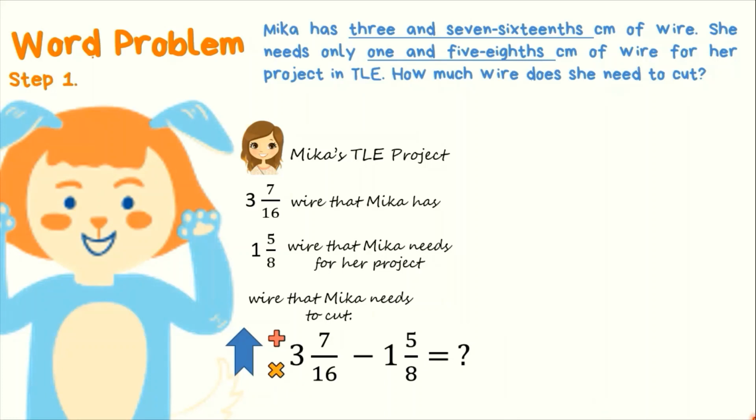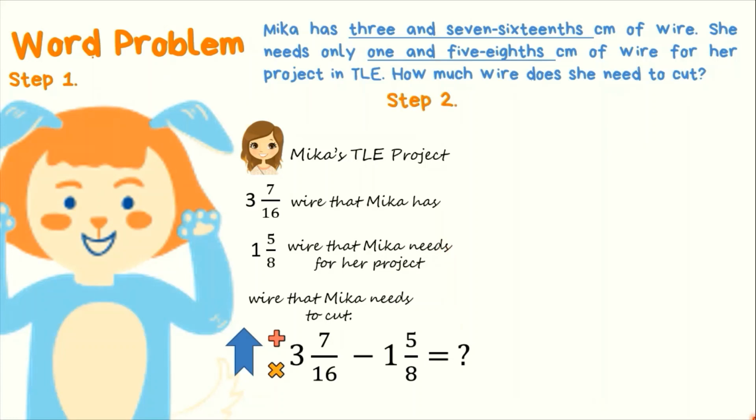Simulan natin kay 3 7/16. 3 7/16 is equal to 55 over 16, dahil 3 times 16 is equal to 48 plus 7, kaya 55. Then copy the denominator. Kay 1 5/8 naman, it is equal to 13 over 8 dahil 1 times 8 is equal to 8 plus 5, 13. Kaya 13 ang numerator, then copy the denominator.